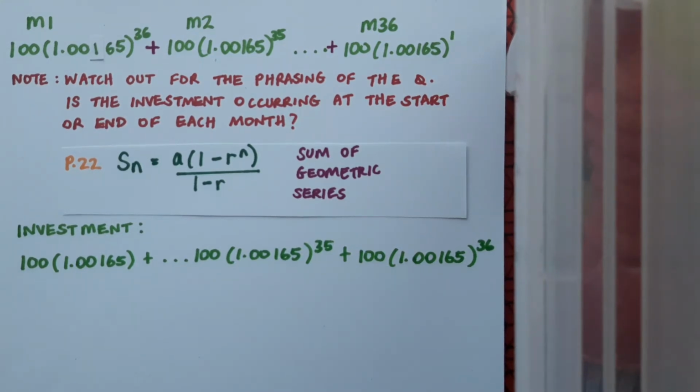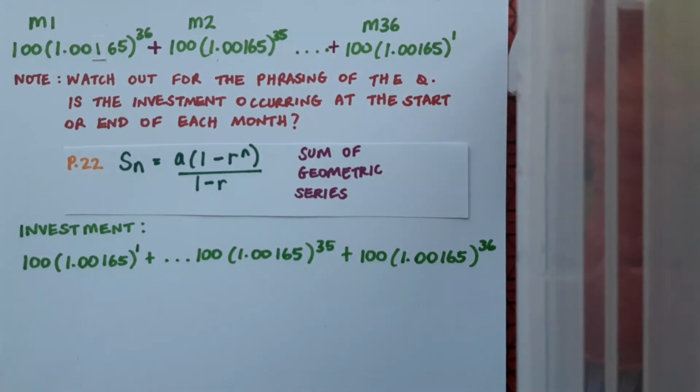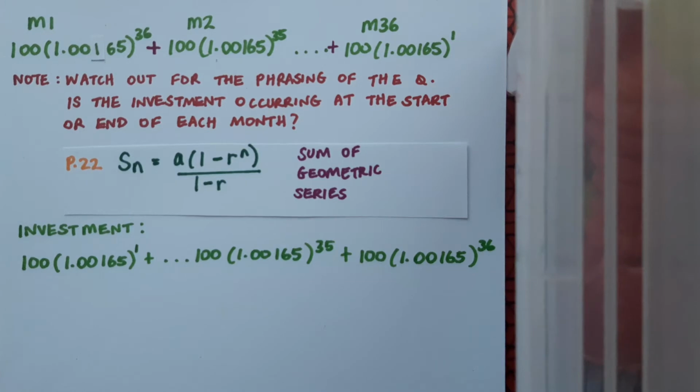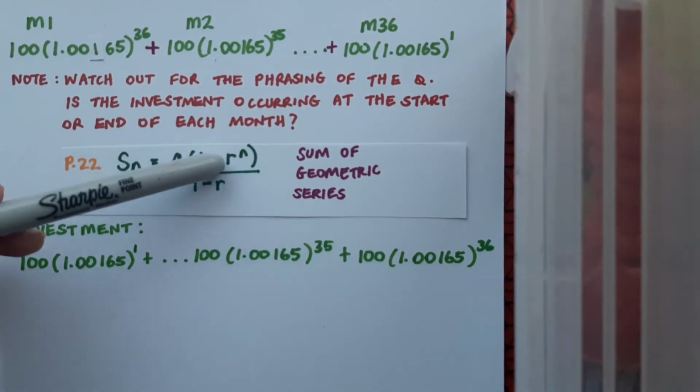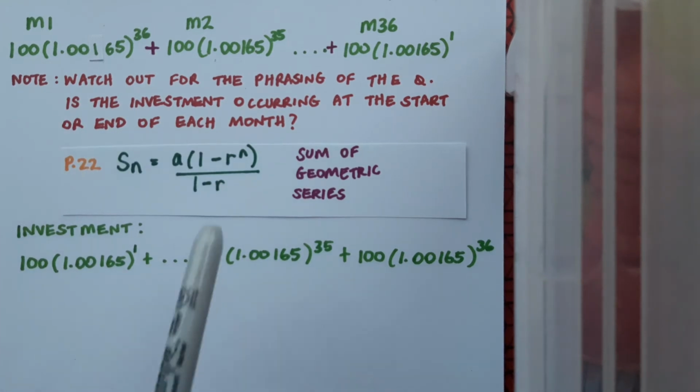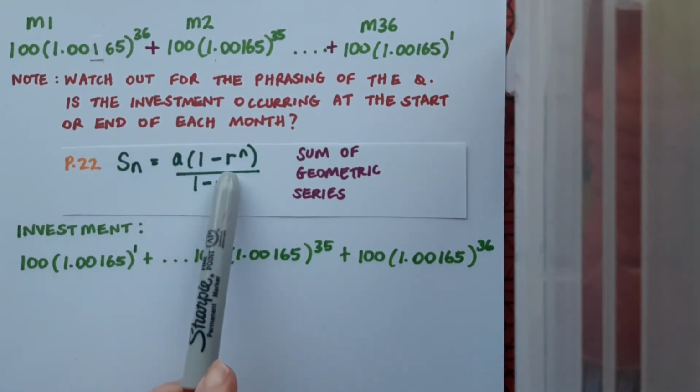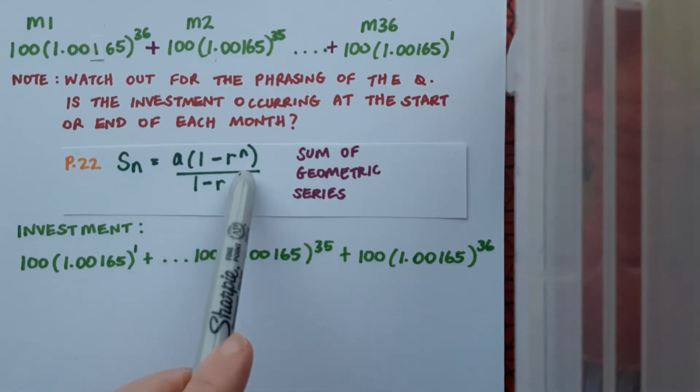Generally, in a question of this type, try to have the lowest power first and the highest power at the end. So now I just need to identify the components of the formula for the sum of the geometric series. So I need to find out my a, my r, and my n. And just watch out here that r does not mean the monthly rate. It means the constant of multiplication from one term to the next in the geometric series, and n means the number of terms in the calculation.